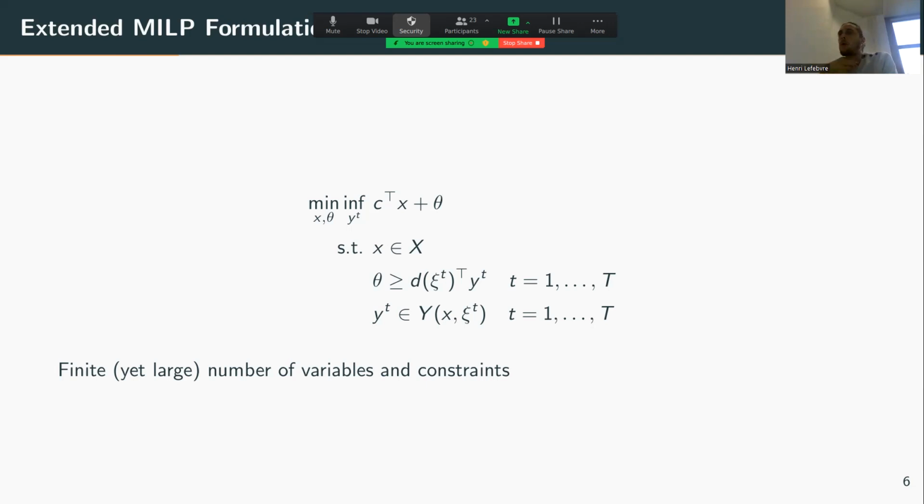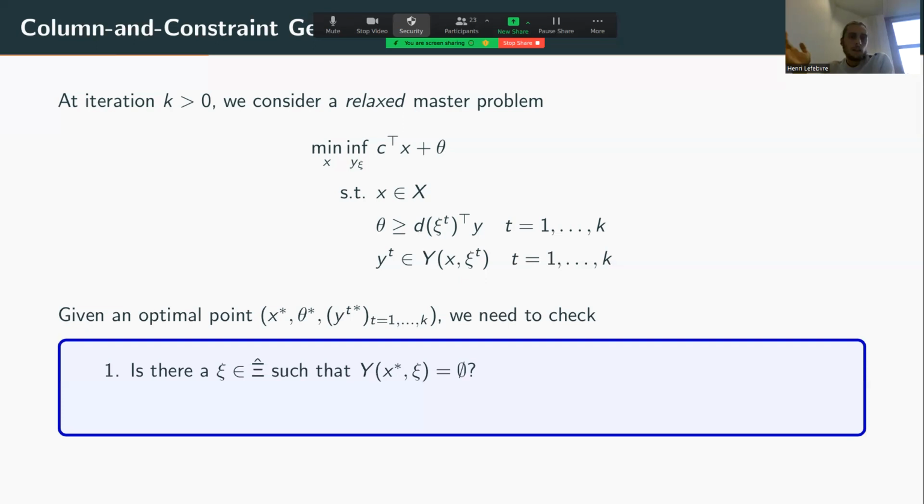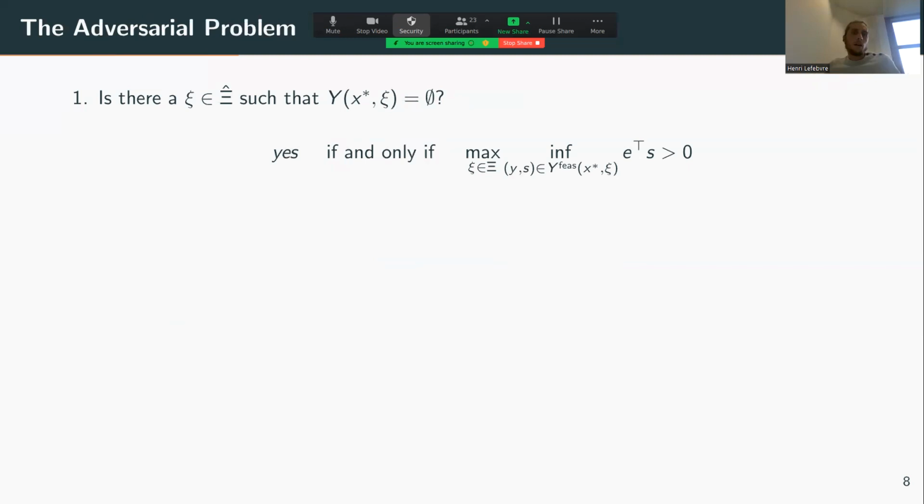So what we do to solve this problem in general is we rely on column and constraint generation, which will iteratively generate new scenarios. At each iteration, we consider a relaxed master problem where only a limited number of scenarios are considered. We solve this relaxation, we get a point, x star, theta star, y_t star for all the scenarios that we considered so far. And then we need to check: is there a scenario that is not in the relaxed master problem such that our decision x star leads to a case where there is no feasible decision in the second stage? Or is there a scenario in which what we estimated so far to be the second-stage cost, theta star, is actually worse? Okay, we can do this in the first case by working on a feasibility version of the problem, where we are just minimizing the slack variables.